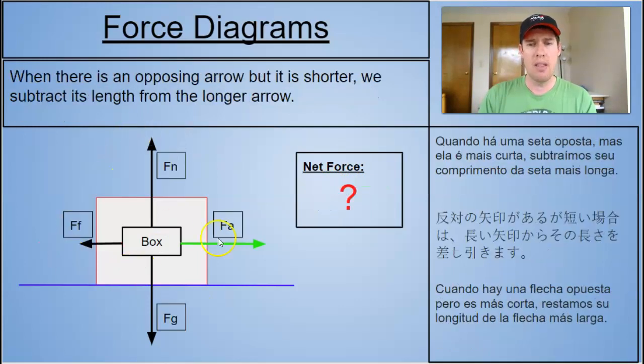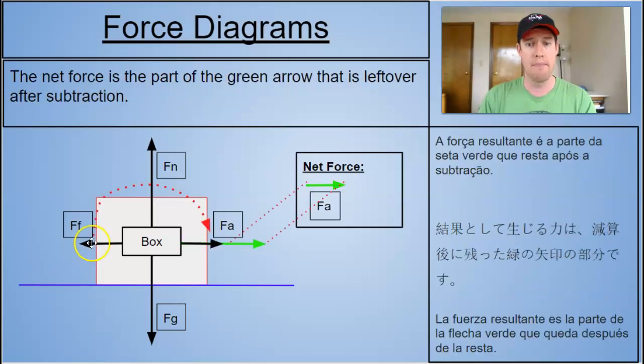Now, what about maybe this situation? When there is an opposing arrow, but it is not the same length, it is shorter. How do we calculate the net force? Well, we compare these two, and we subtract this length from the longer arrow. And here's how we do that. We carefully, or as accurately as we can, measure out how long this arrow is, and swing it over here, and we cancel out this length of the green arrow.